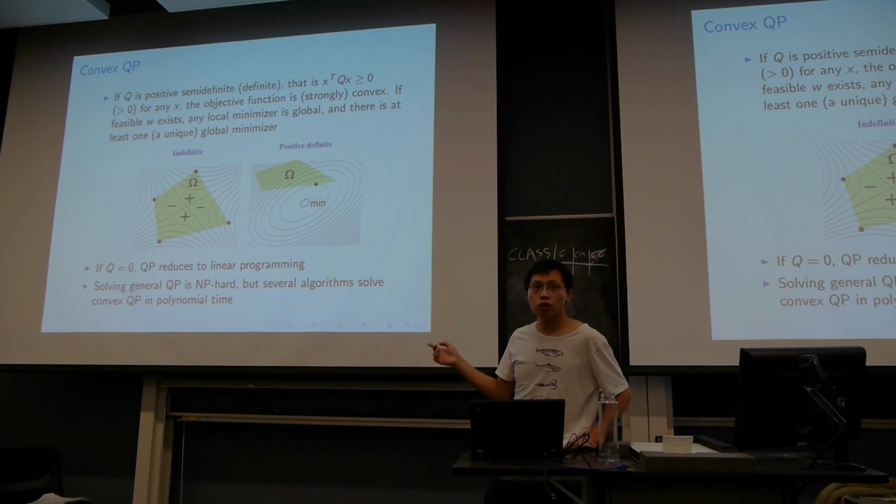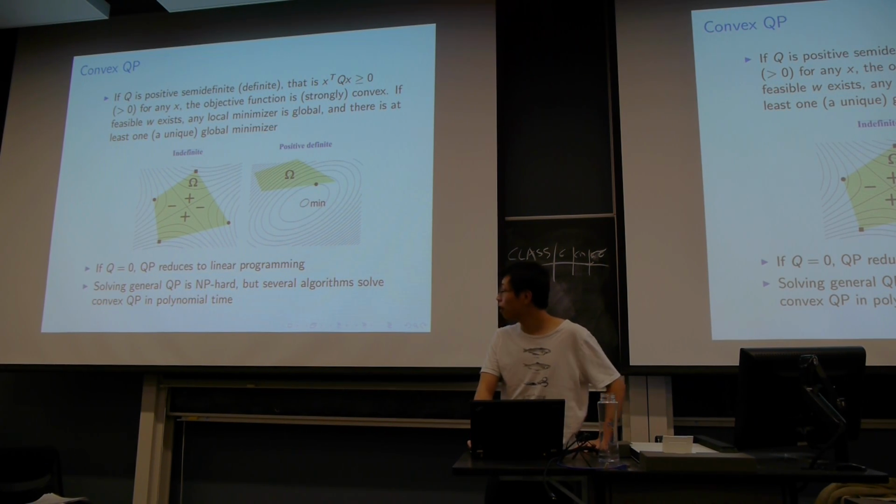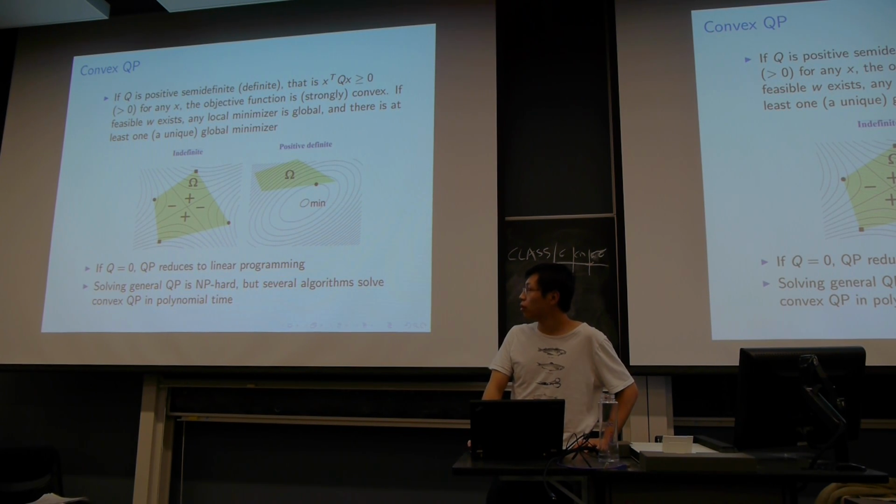If Q is equal to 0, quadratic programming reduces to a linear program. Linear programming is maybe the most famous optimization problem. It's widely used. In general, QP is NP-hard. It can be reduced to the max-cut problem. But there are several algorithms to solve convex QP, for example, the active set method, the interior point method, something like that.